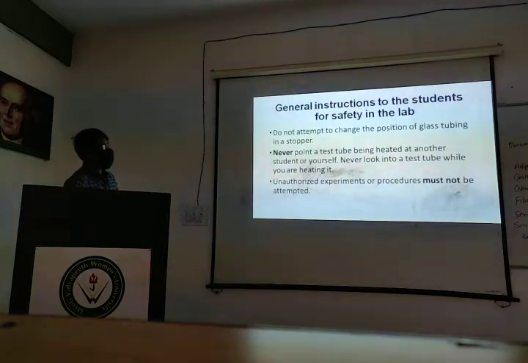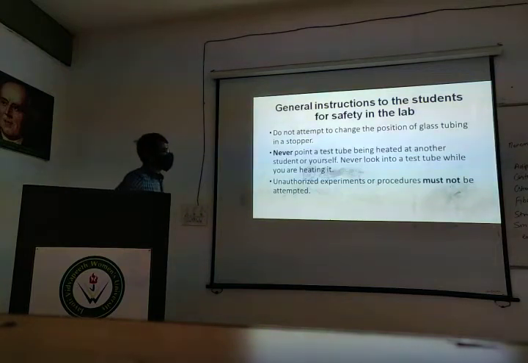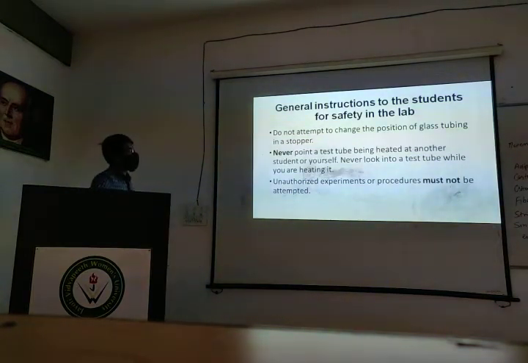Now, do not attempt to change the position of glass tubing in a stopper. Please keep in mind that you must not change the position of glass tubing in a stopper.